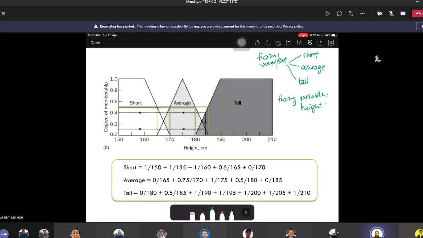Right. Degree of membership kita kena tahu dia sentiasa dekat Y. So degree of membership selalu belah sini. Okay. Apa universe of discourse dia?